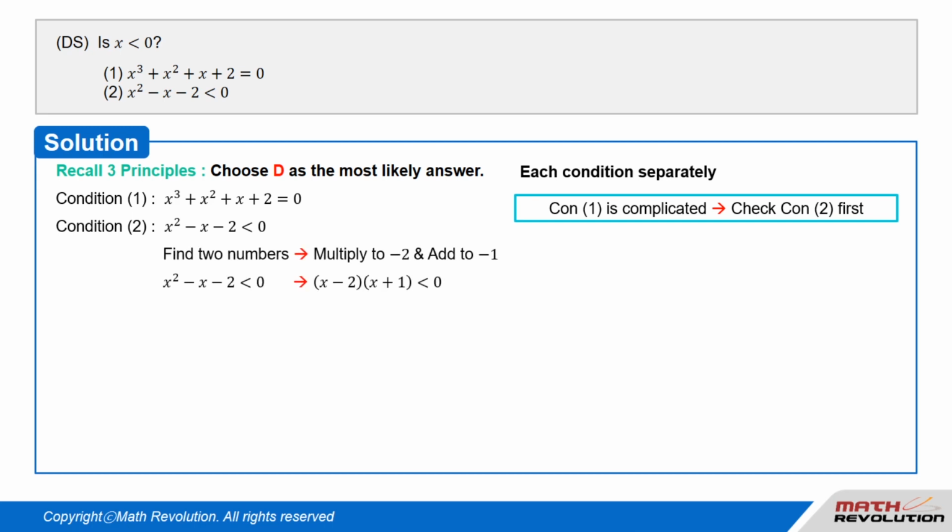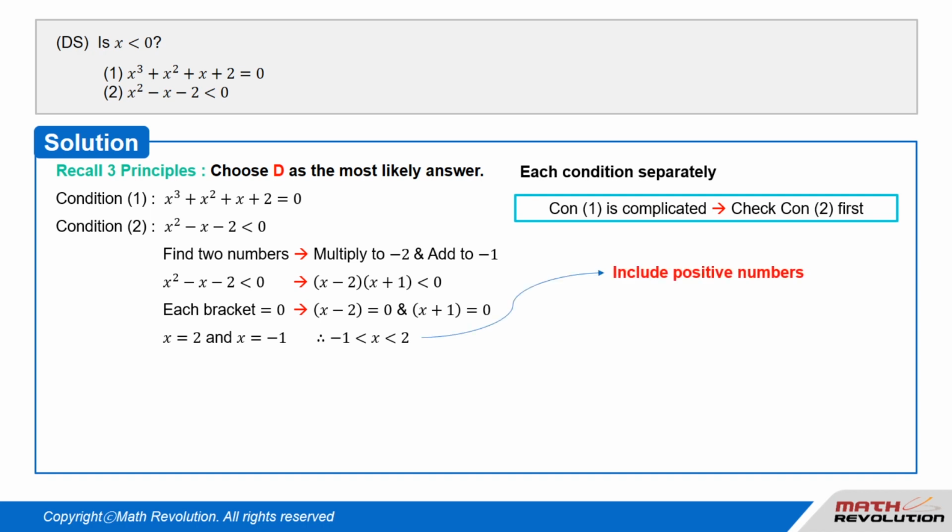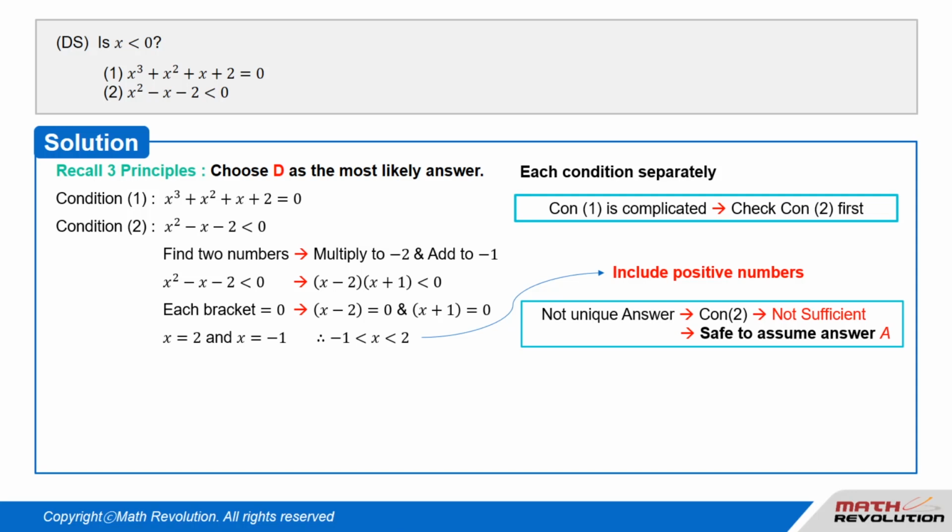The inequality x squared minus x minus 2 is less than 0 can be factored by finding 2 numbers that multiply to -2 and add to -1. The inequality then becomes x minus 2 whole times x plus 1 less than 0. Making each bracket equal to 0 and solving, we get x equals 2 and x equals -1, which gives the range -1 is less than x is less than 2. However, the answer needs to be less than 0, and the range includes positive numbers, so the answer is not unique, so it is not sufficient.